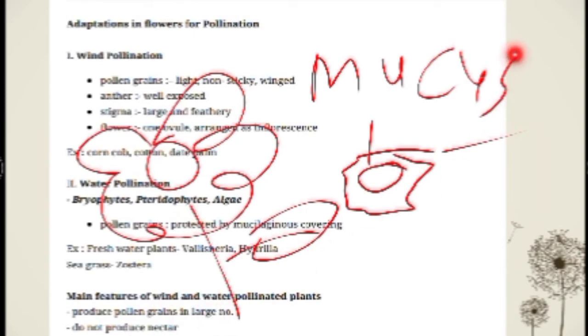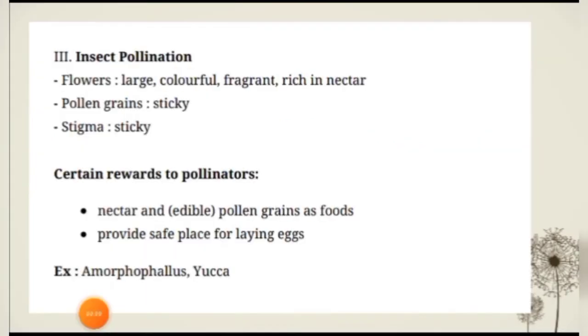The reason is that when wind comes and takes away the pollen grains, or when water takes away the pollen grains, some may get wasted also. It may fall somewhere else rather than on a different flower. So if it produces a very small number of pollen grains, they may get wasted. They may not fall on the stigma of a female flower. That's why it is very necessary for these plants to produce a large number of pollen grains, and also these plants do not produce nectar. Understood? And your third type of pollination is by insects.